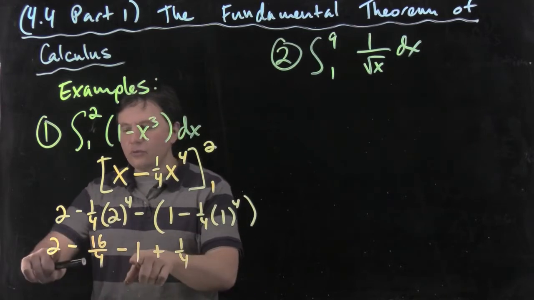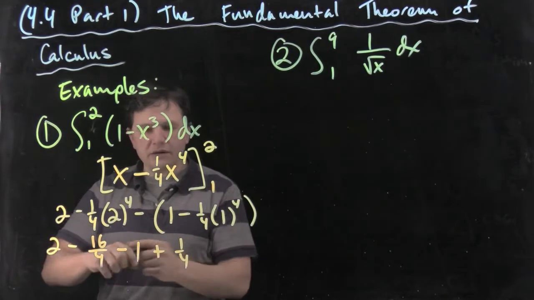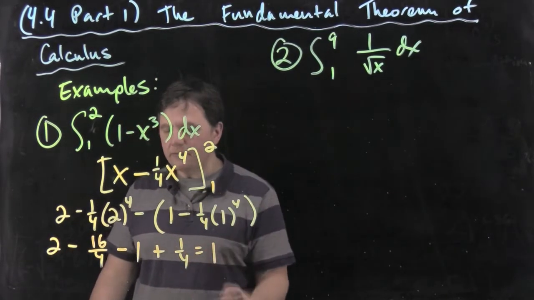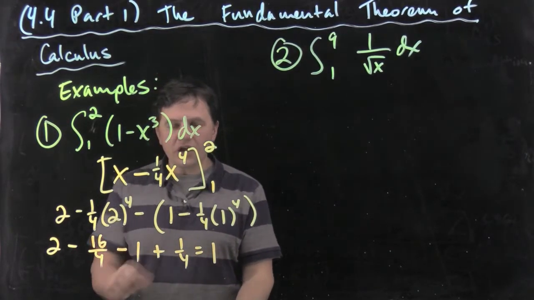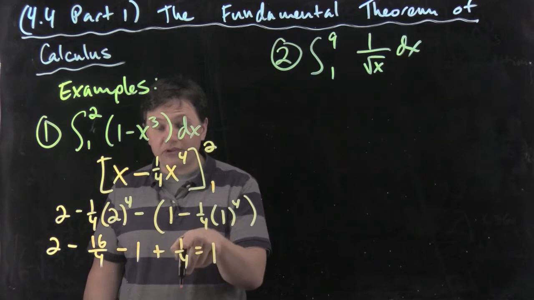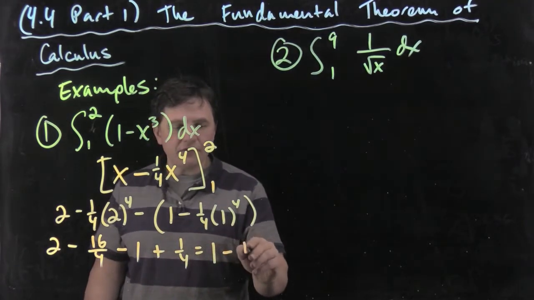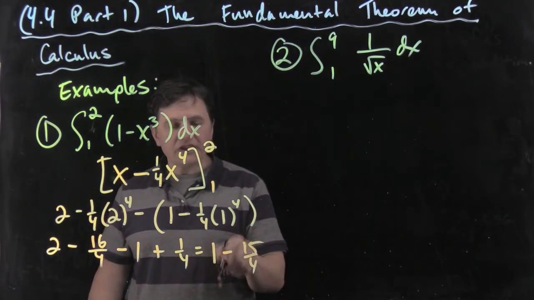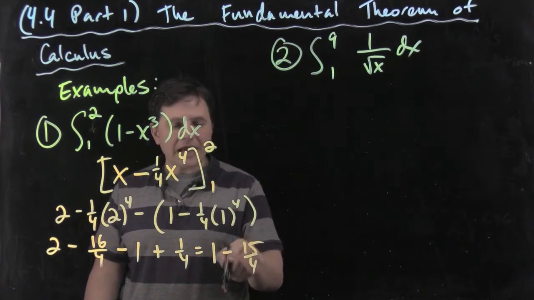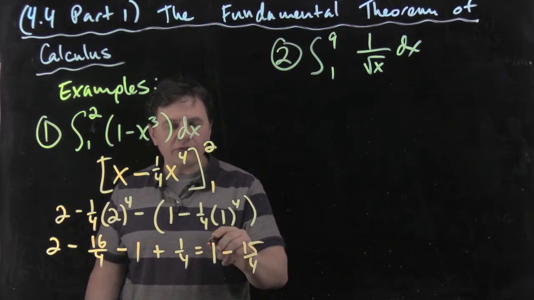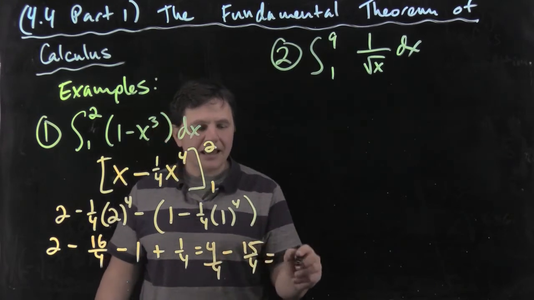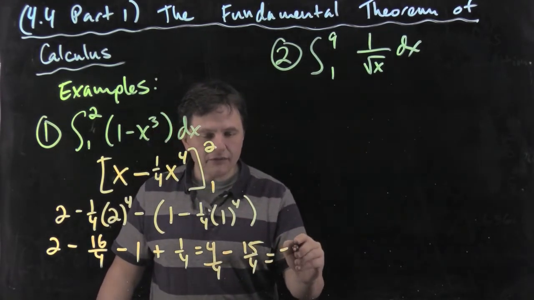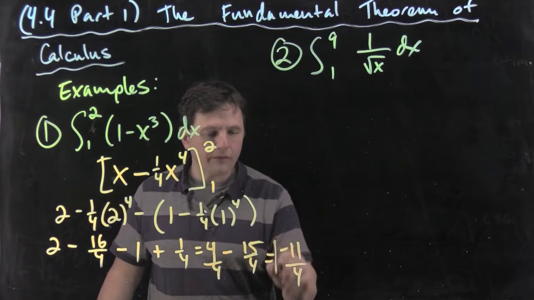So now what we see is we're going to have 2 minus 1, that's equal to 1. And then negative 16 over 4, so that's going to be plus 1 over 4, so that'll be minus 15 over 4. So now at this point, I want a common denominator, so call 1 4 over 4. So we get 4 minus 15, and that is negative 11 over 4.